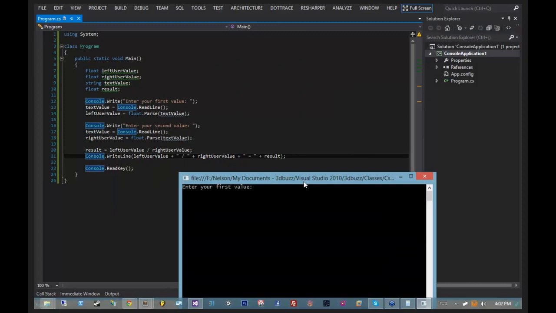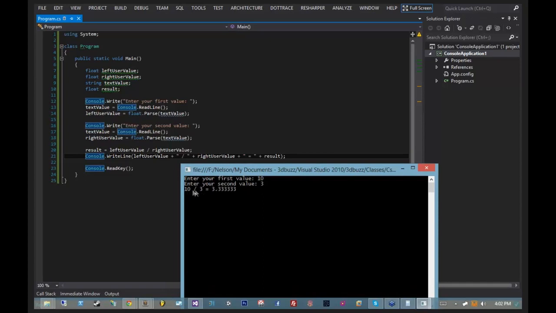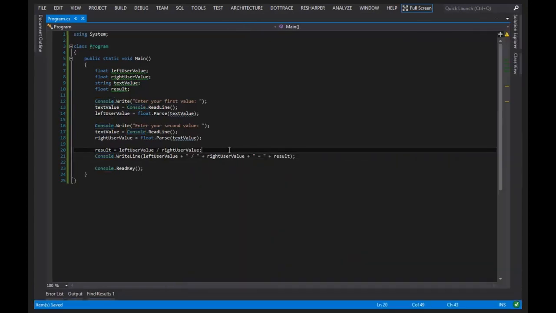Okay, so let's say 10 divided by 3. Look at that. We get 10 divided by 3 is 3.3 repeating, which is the appropriate answer for this equation. So, like I said before, floats allow us to contain decimal points. They are what we should be using if we are intending on doing division, anything that can result in fractional data that is important to us.